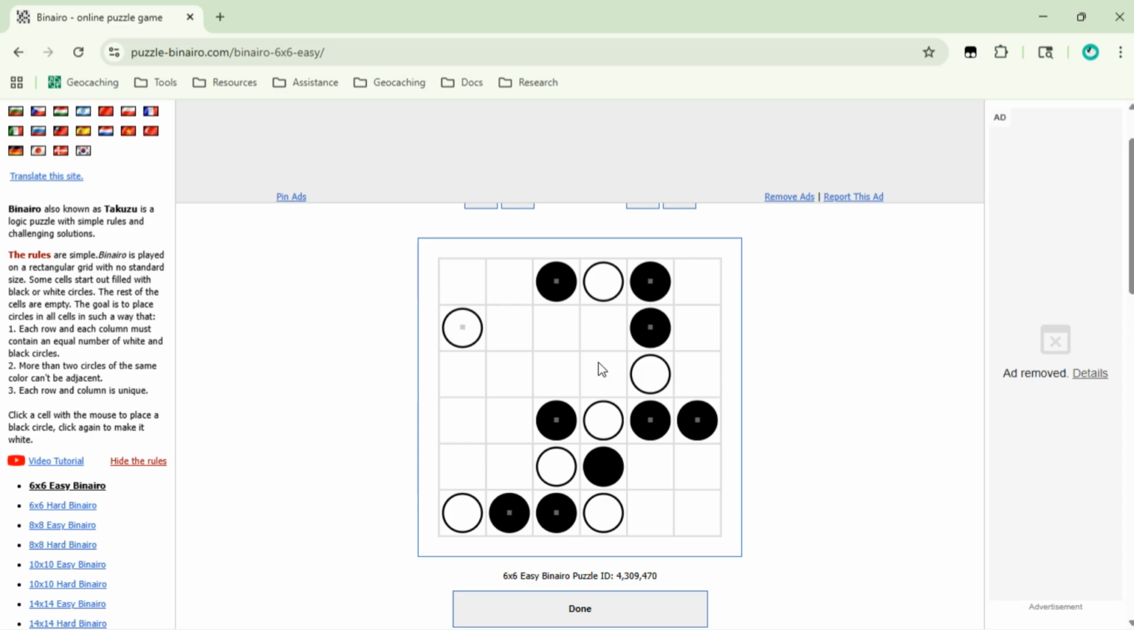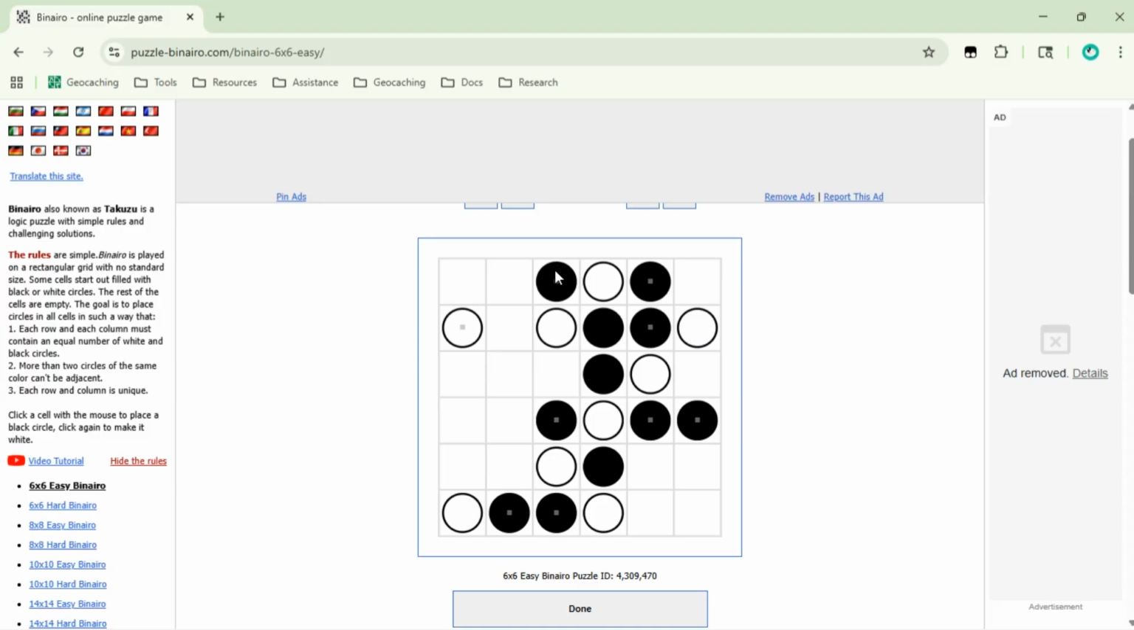Now let's take a look at this row. We know that they have to be 3 and 3. In this column, we already have 3 whites, so we know that the last 2 have to be black. So we're going to put in blacks for those. And so we see that right here. And that means that since we now have 2 here, the ones on the outside need to be white again, because otherwise it doesn't work.